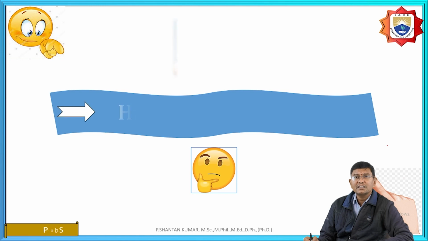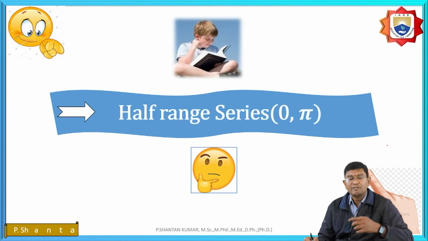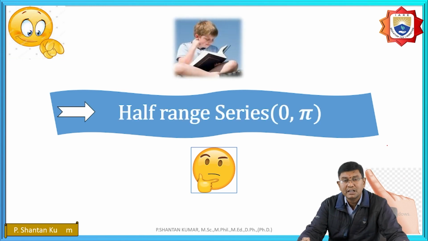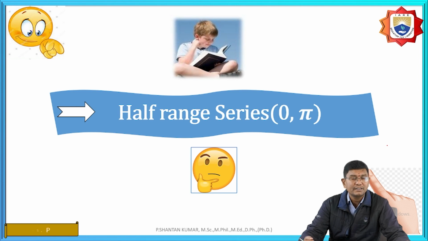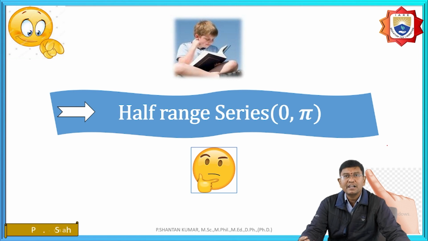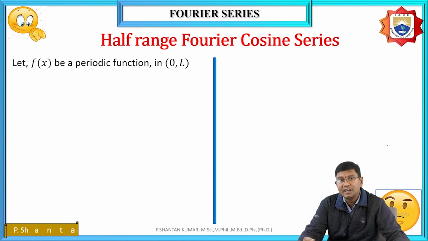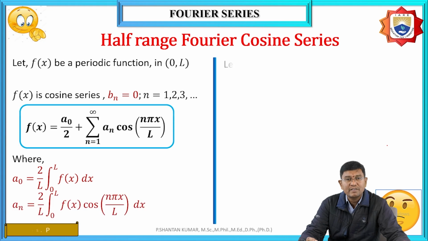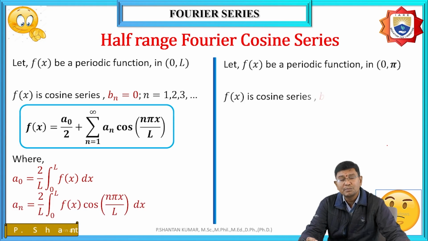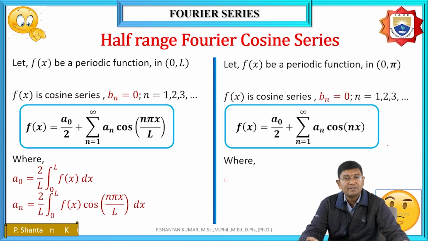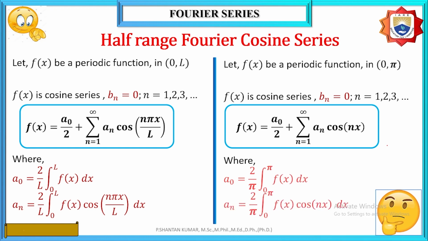And coming to the point, that is the half-range series. The half-range series formulas are of two types, the half-range cosine series and the half-range sine series. Particularly for the half-range cosine series, we need to find only a naught and an. Here a naught is 2 by pi integration 0 to pi f of x dx, and an is 2 by pi integration 0 to pi f of x into cos nx dx.